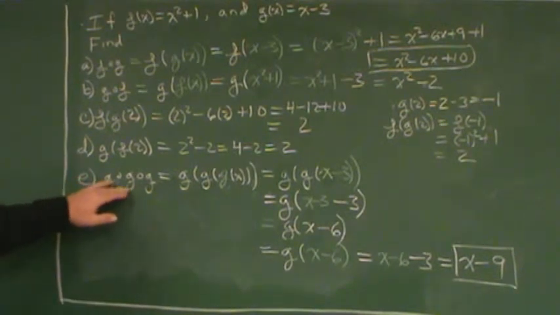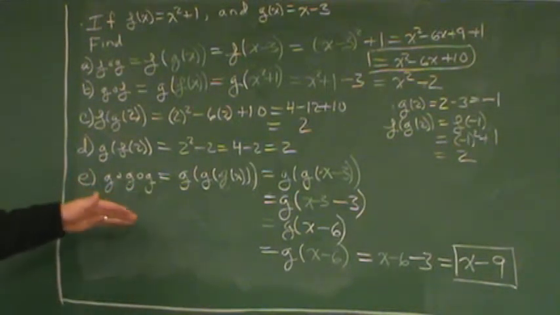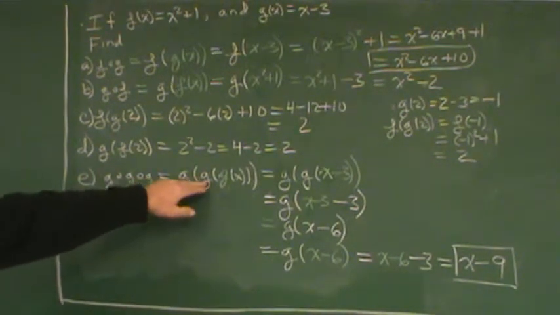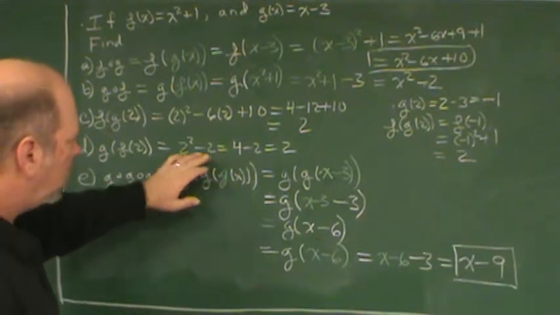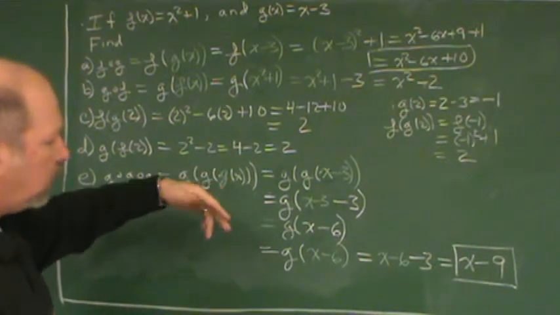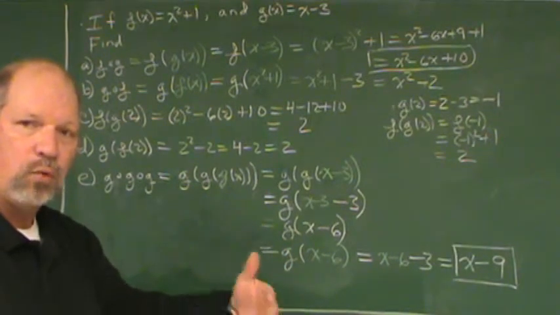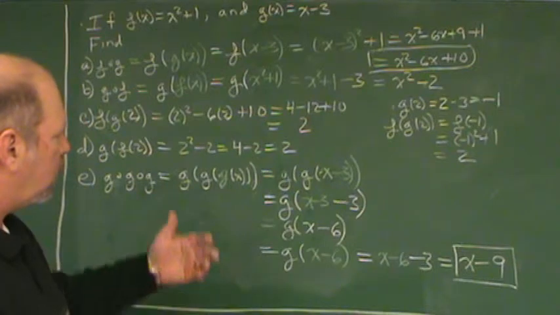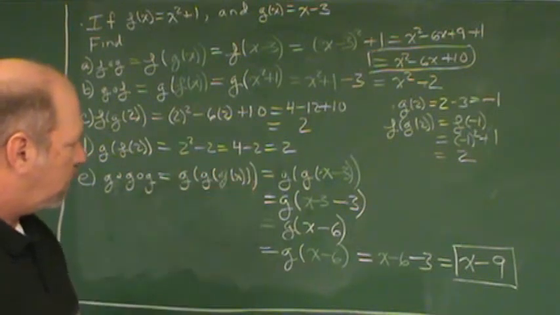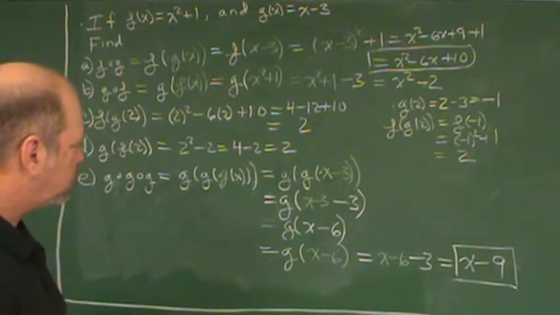G composed with g composed with g. That means g of g of g. Saying the same thing, doing the same thing, just writing it a different way. That's what a lot of math really is. Now, remember, composition means that realistically you're taking the range of one function and you're using it as the domain for another. In this case, it's all the same function.